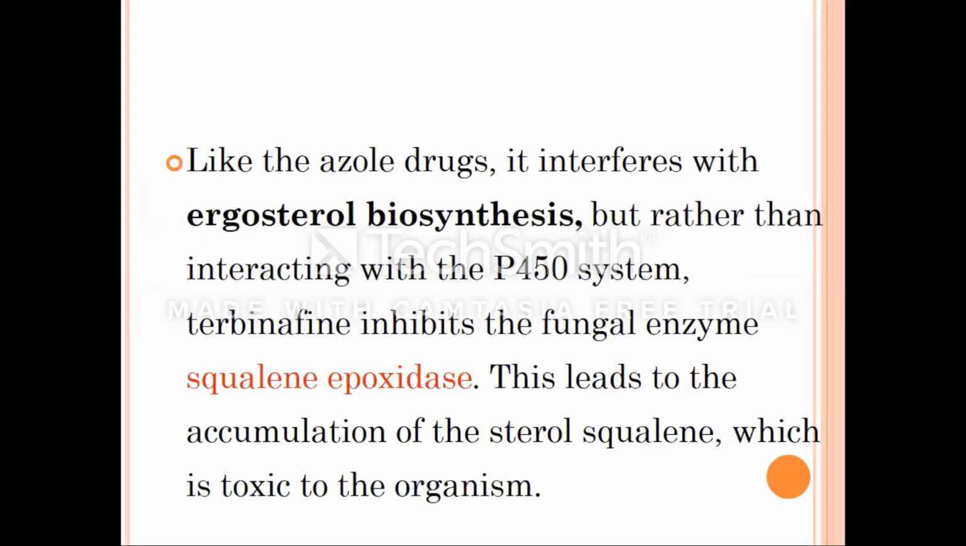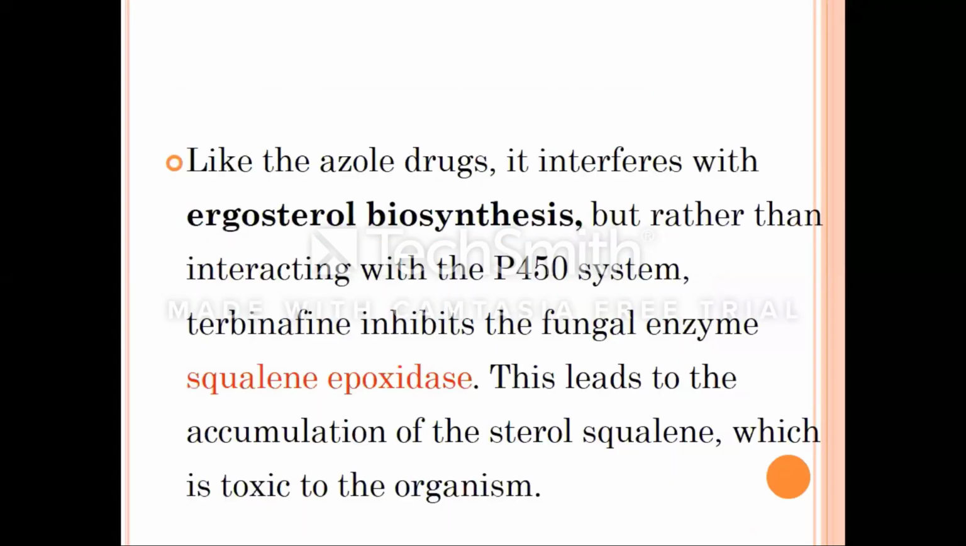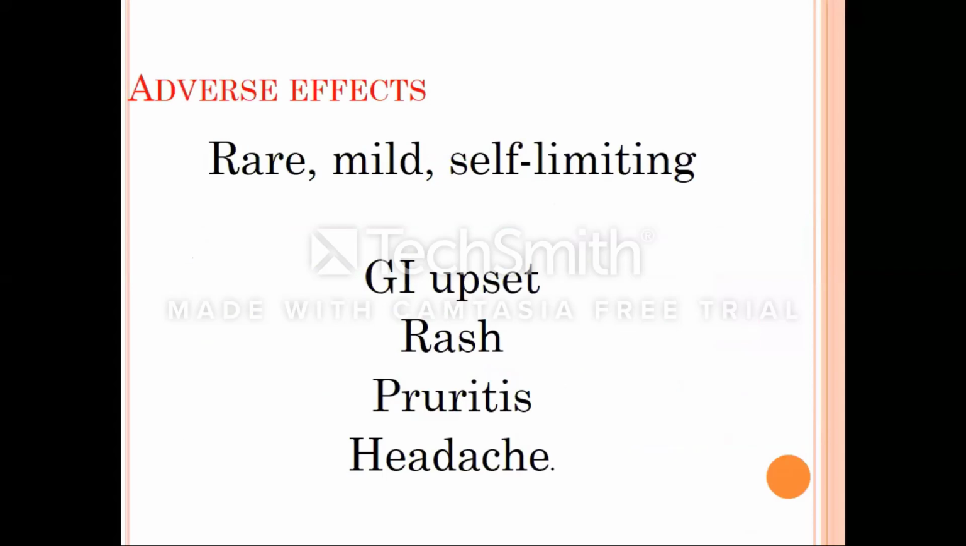And what happens is that when squalene epoxidase is inhibited, the squalene doesn't get converted to its epoxide form, and that leads to the accumulation of squalene. It doesn't interfere with P450, but it inhibits the enzyme squalene epoxidase, and that leads to the accumulation of the sterol squalene. And if there is accumulation of squalene, it proves to be toxic to the fungi.